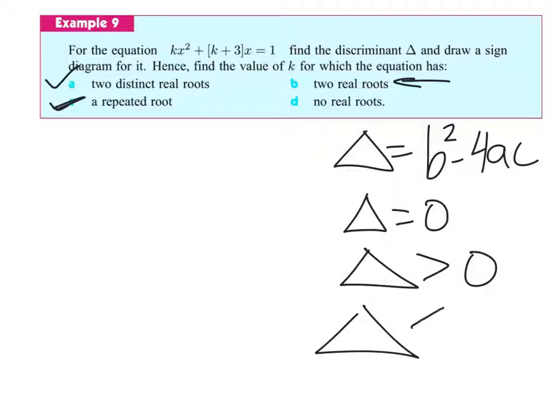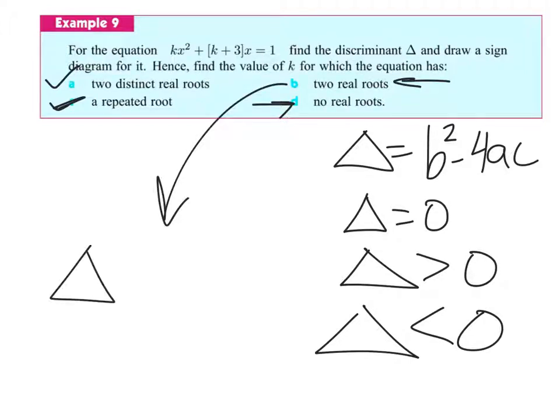If the discriminant is less than 0, then we'd have no real roots. So B would mean that the discriminant is greater than or equal to 0. And that's the distinction between 2 distinct real roots versus just 2 real roots. 2 real roots could also have one root happening twice. Okay, so now that I've junked this up, let's solve this problem.